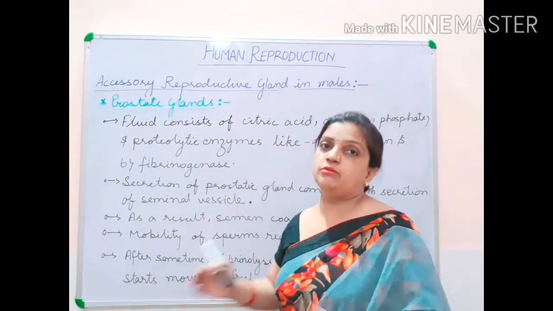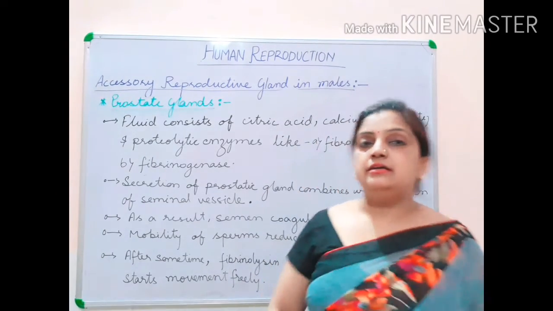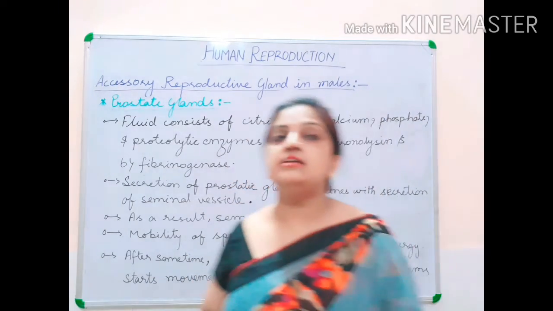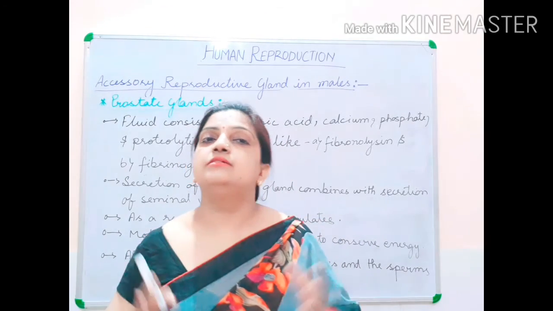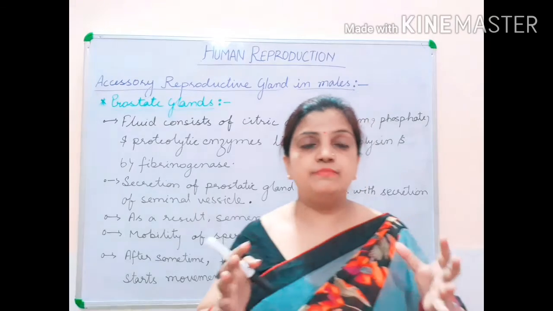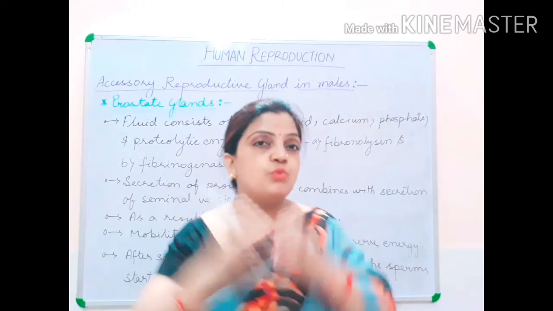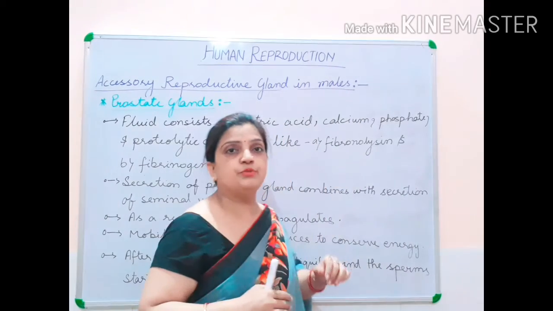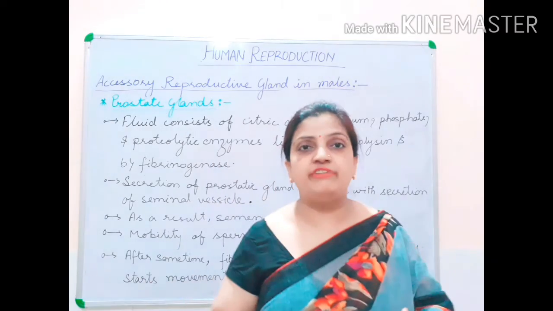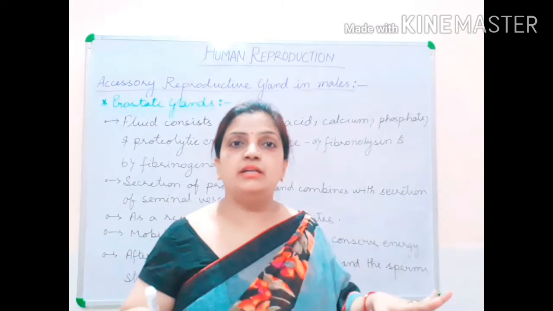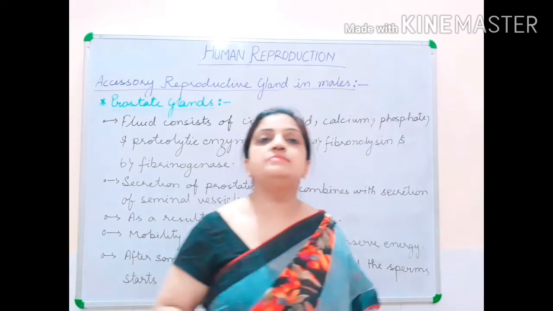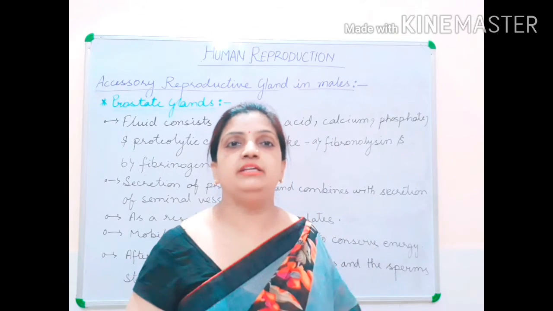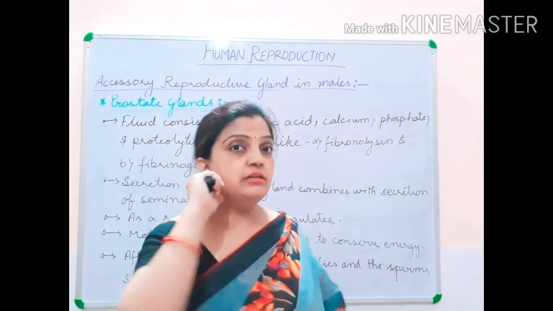And after coagulation, fibrinogenase helps in coagulating, and fibrinolysin will liquefy the coagulated semen. The semen which has coagulated is not able to move freely. So this fibrinolysin proteolytic enzyme will come and liquefy it, remove the coagulation, and again the semen can start its free movement into the male reproductive system.